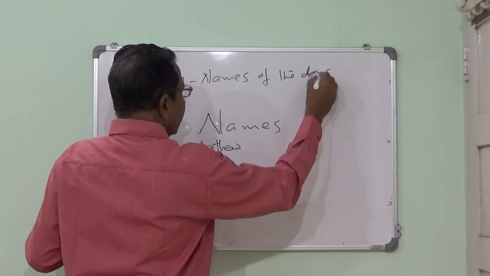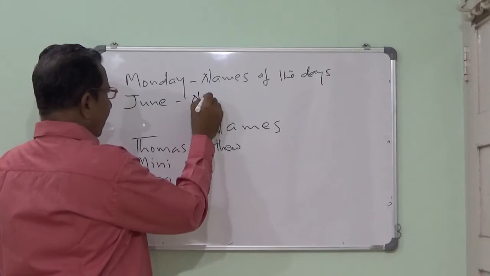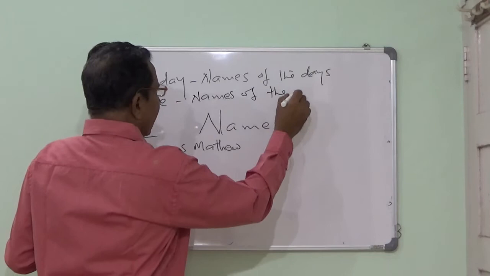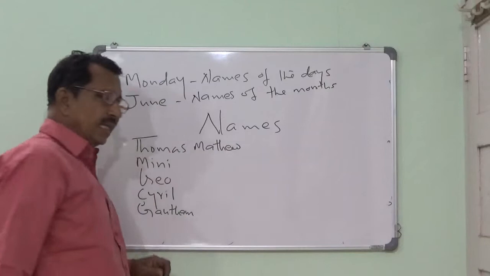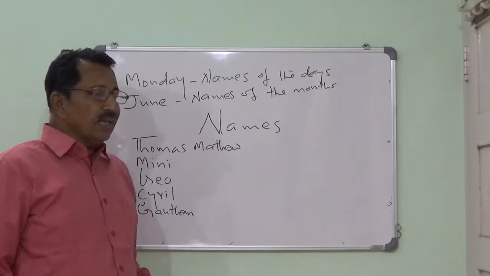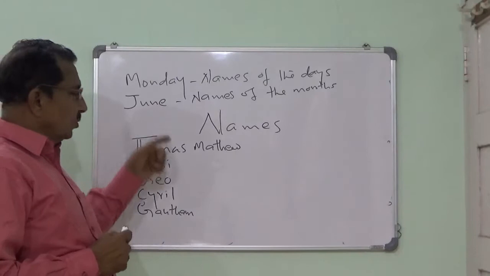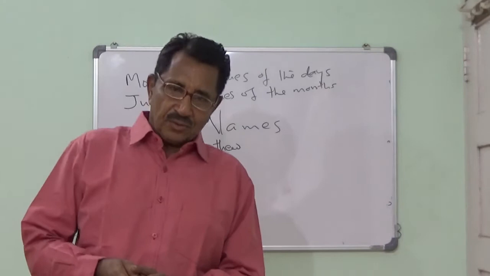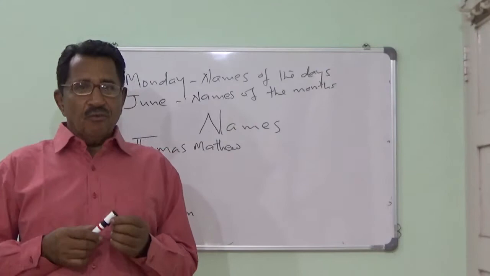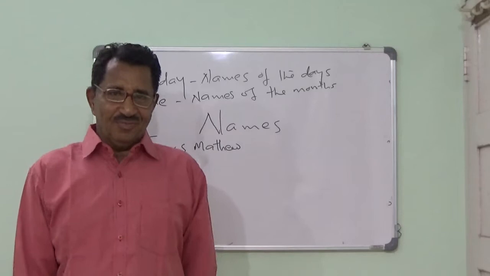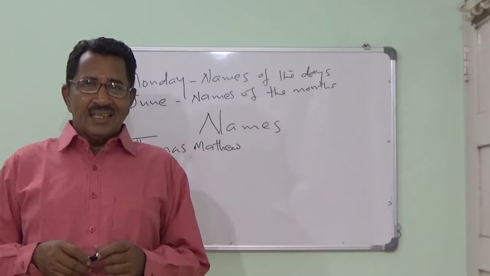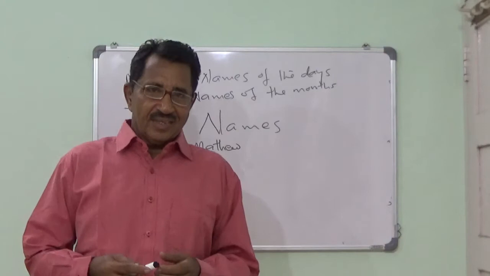Names of the days of the week. Now names of the months of the year. See, for example, June, then July, August, September, October, November, December, January, February, March, April, May, June. Look at that. So in between you have got two holidays, isn't it? That is April and May. These are holidays. Right? You enjoy it, after that you come to the classes in the month of June.